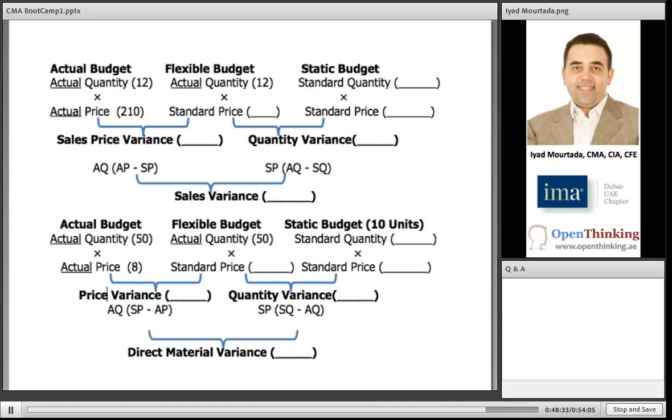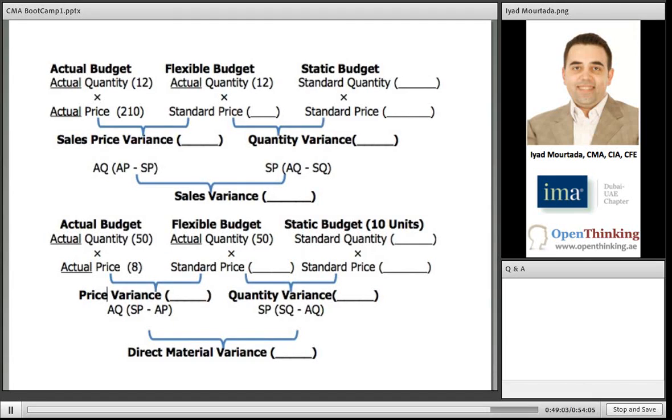This is the actual quantity multiplied by the actual price. This is the actual cost that we came up with during the production. And this is how much we estimated: the static quantity and the static price. In between, I create a flexible budget, where I take the actual quantity from one side and the standard price from the other side. So the difference between the static budget and the flexible budget is the quantity variance. The difference between the actual budget and the flexible budget, we call the price variance.